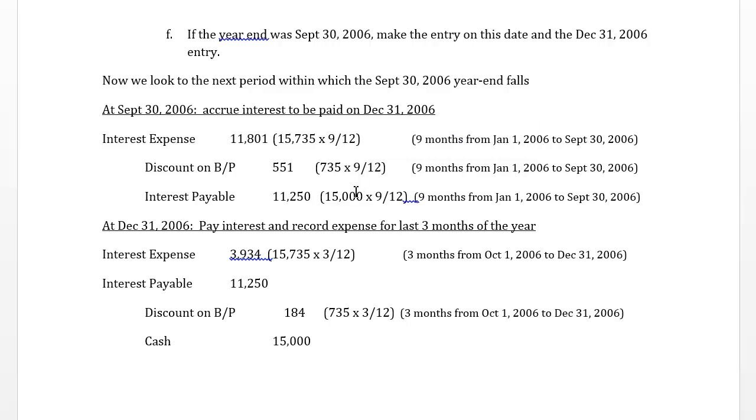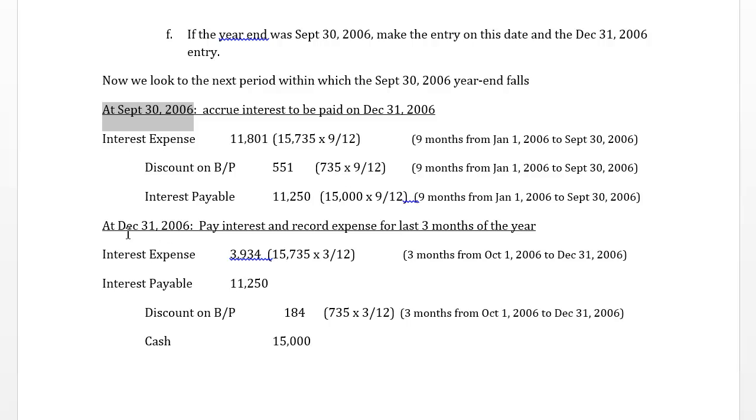Why? Because the year started January 1st, the next period, and now we have a year end September 30th. So that's 9 months, right? So we're going to amortize the discount for $551 and then record our interest payable, which is that's what it is for 12 months, but we only want to set it up for 9. We set up the accrual at September 30th, 2006.